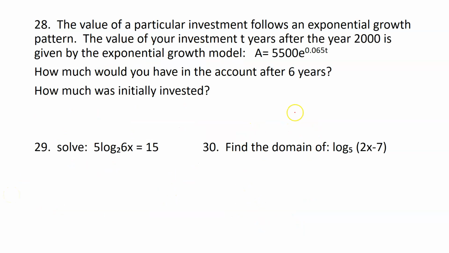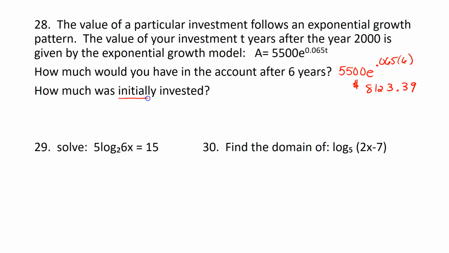On number 28, if I want to know how much would be invested after 6 years, I would take 6 and substitute it in for x. And then put that in my calculator. And the answer is on the PowerPoint. It's also, let's see, it's $8,123.39. Since it's money, we round to 2 decimal places.